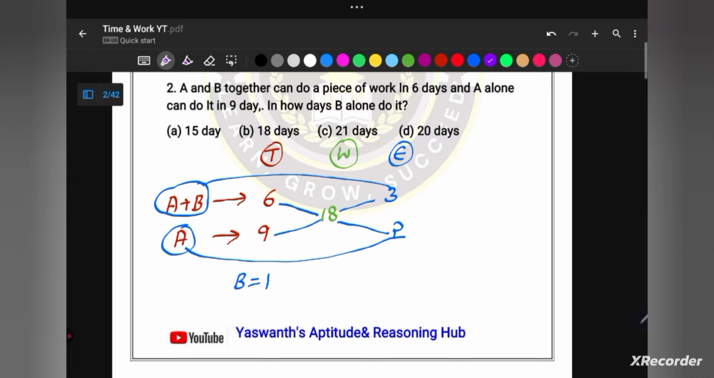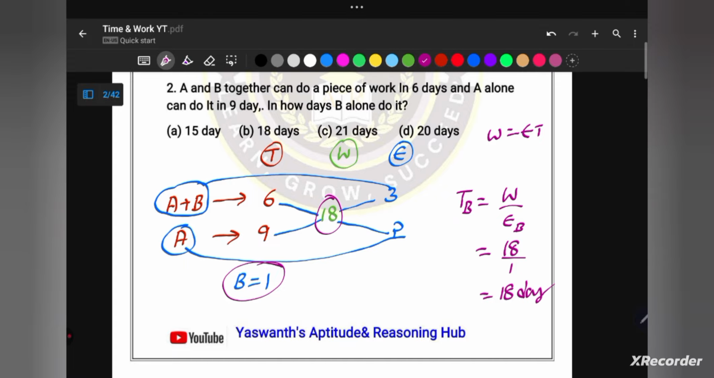So time of B means, basic formula, W equals ET. So time will be equal to work by efficiency. What is the work we had taken here? 18 units. So 18 by, what is the efficiency of B? Efficiency of B is 1 unit. So it will be 18 days. Option B.